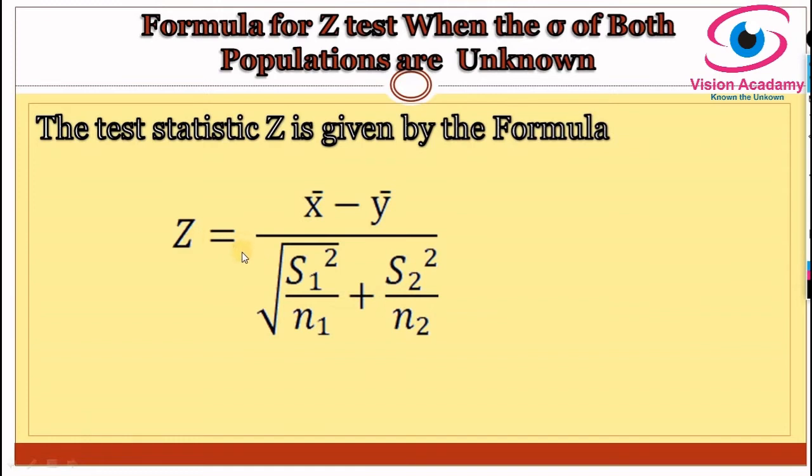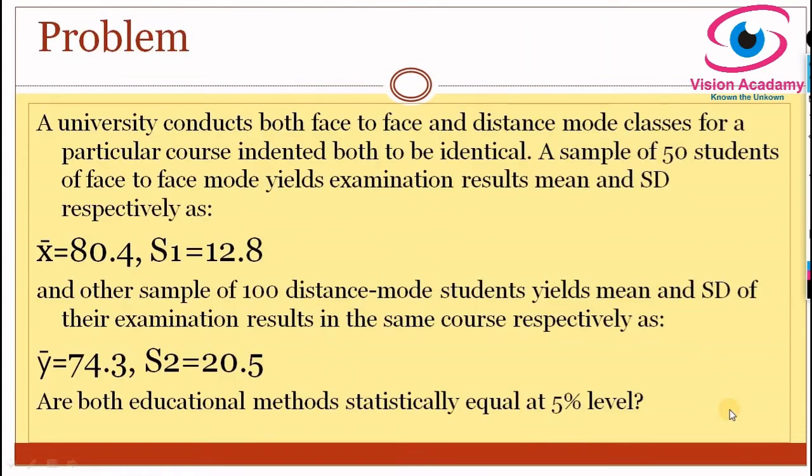So z is equal to x bar minus y bar. Here x bar and y bar are the means of population 1 and population 2, and in the denominator, within a square root, variance 1 and variance 2, the standard deviations squared within the bracket, divided by n1 and n2, which are the sample sizes of population 1 and population 2. Using this formula, we will calculate the z-test for the difference of two population means when the standard deviation of both populations are unknown. Then let us look into the problem for which we can give a solution.